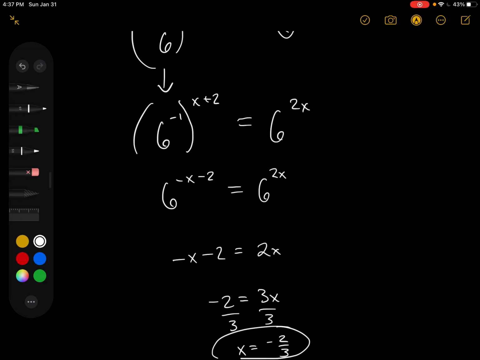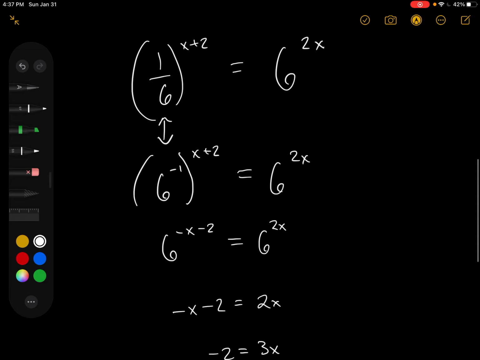So again, using our properties, we can switch between our forms, our 1 over 6 to 6 to the negative first power.